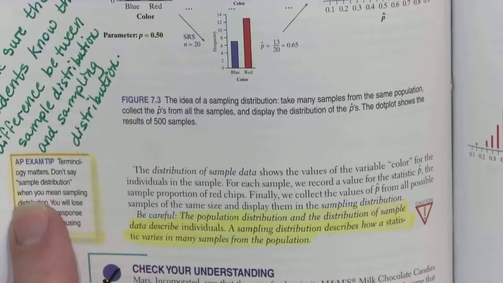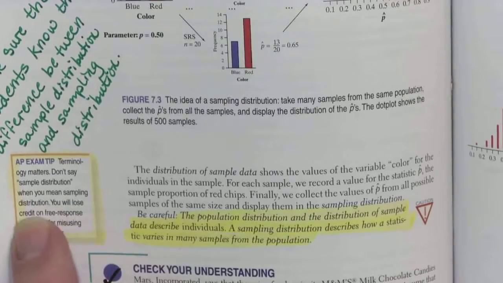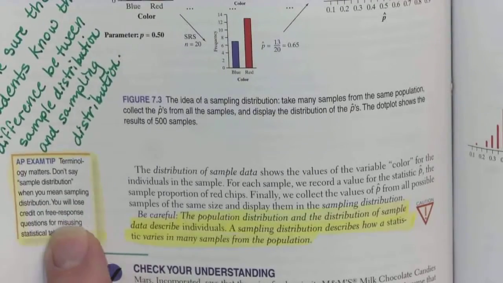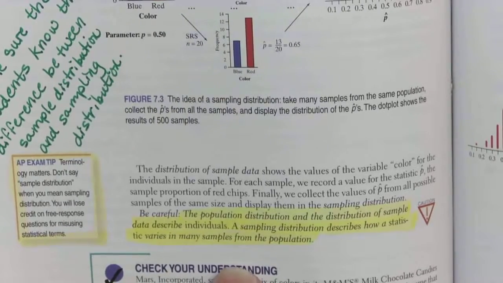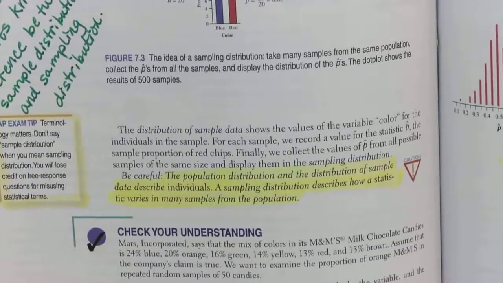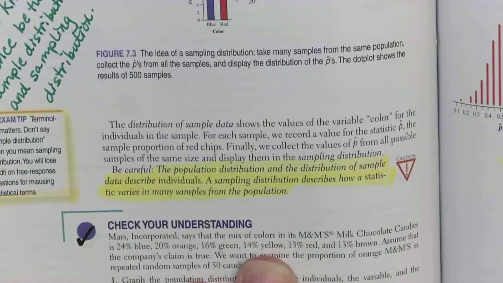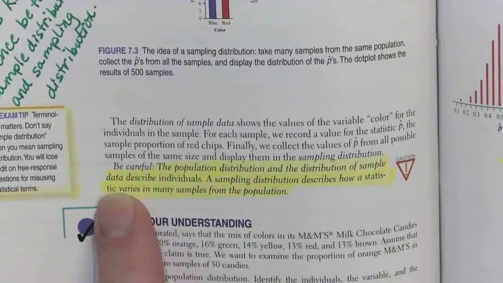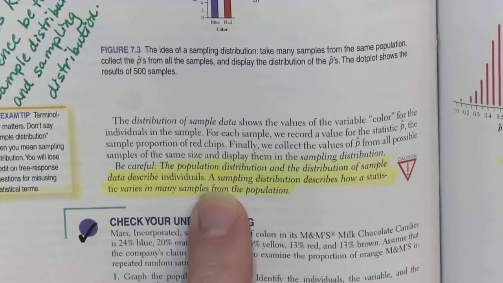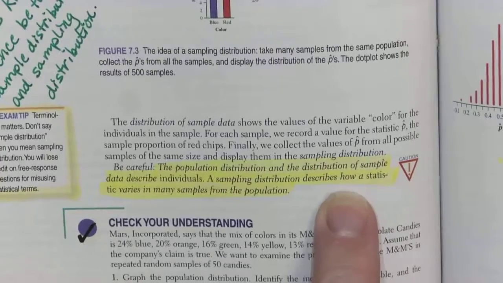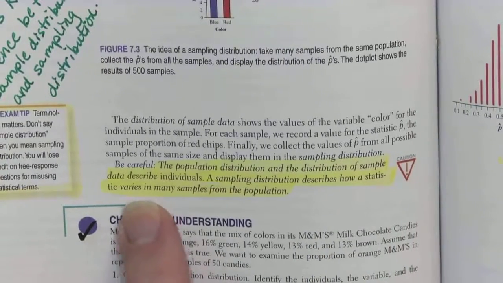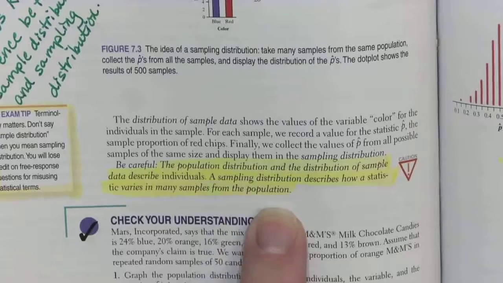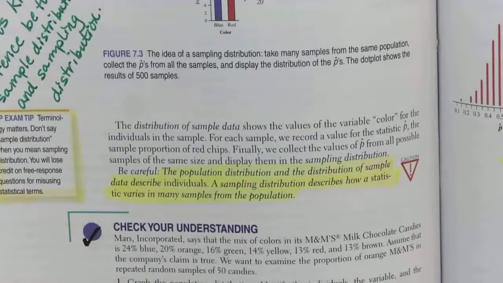Terminology matters. Don't say sample distribution when you mean sampling distribution. You will lose credit on free response questions for misusing statistical terms. So be careful of that. Okay, is that focused? Just feels like it's not. I don't know. Okay, be careful. The population distribution and the distribution of sample data describe individuals. A sampling distribution describes how a statistic varies in many samples from the population.